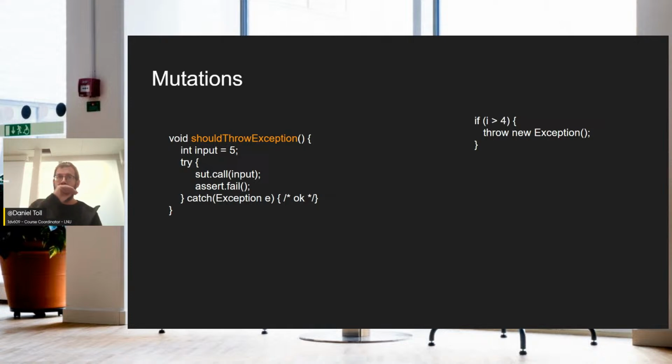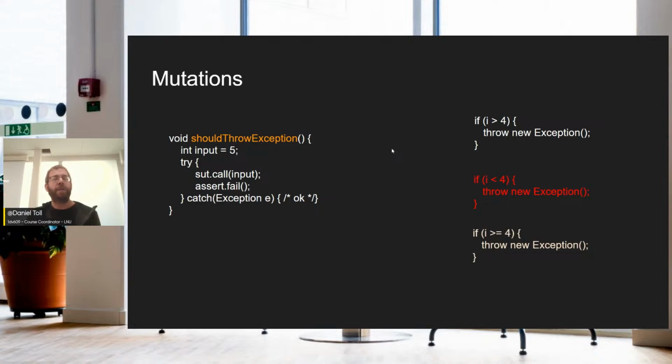So the test passes this implementation. We now create a mutation where we change the bigger than to a less than. And we run the test suite again on that one. So we input 5, and then we call the function on input. And now 5 is not less than 4, right? So we're not going into this. We're not going to be able to throw an exception. That means that assert fail is called, and that is a good thing. We now killed that mutant. We found the bug by test.